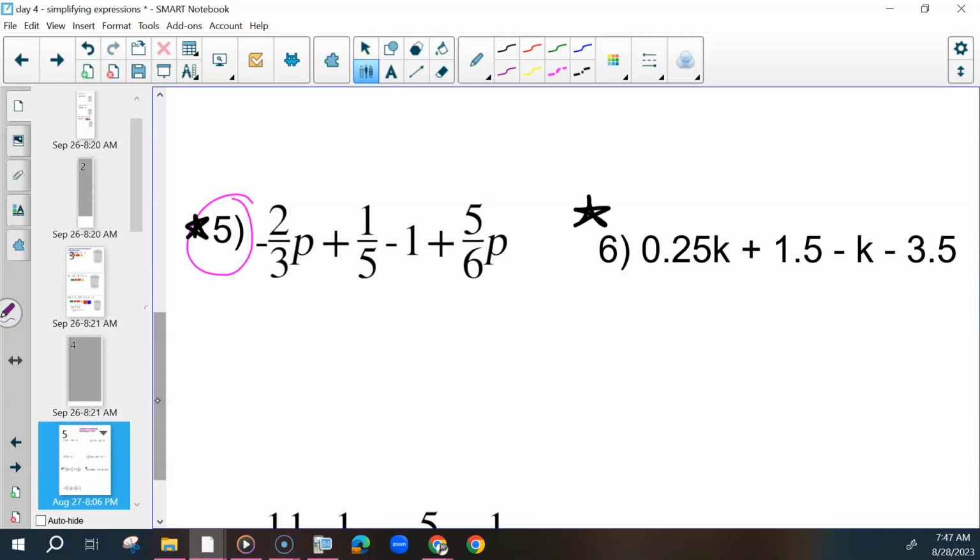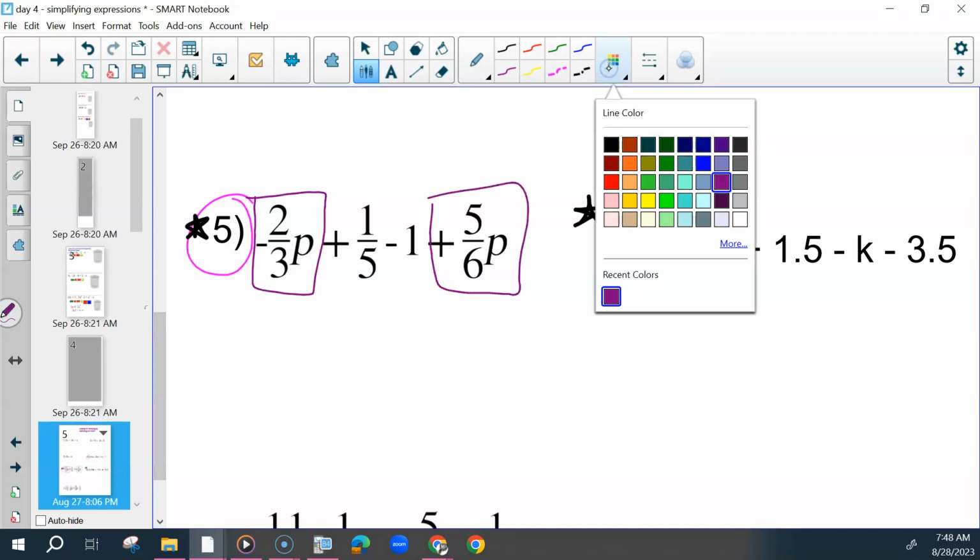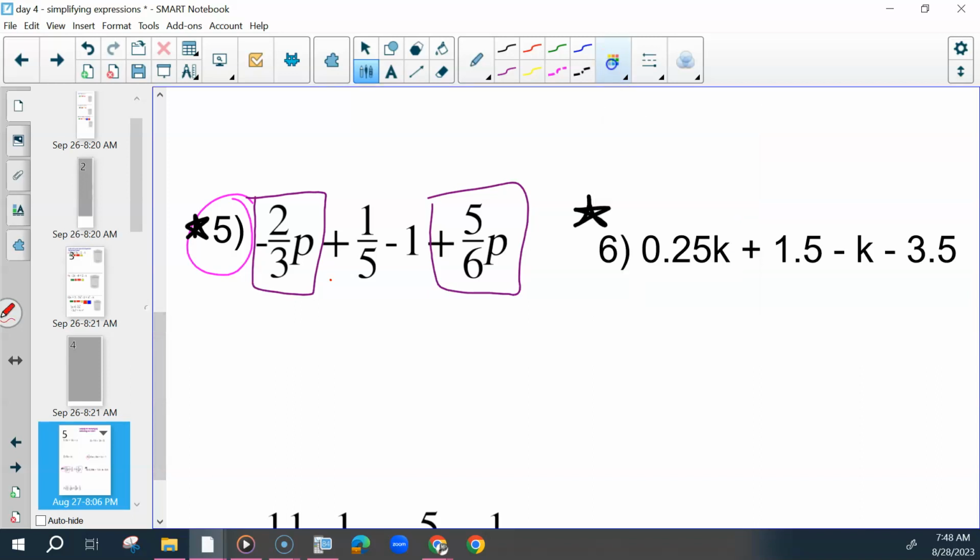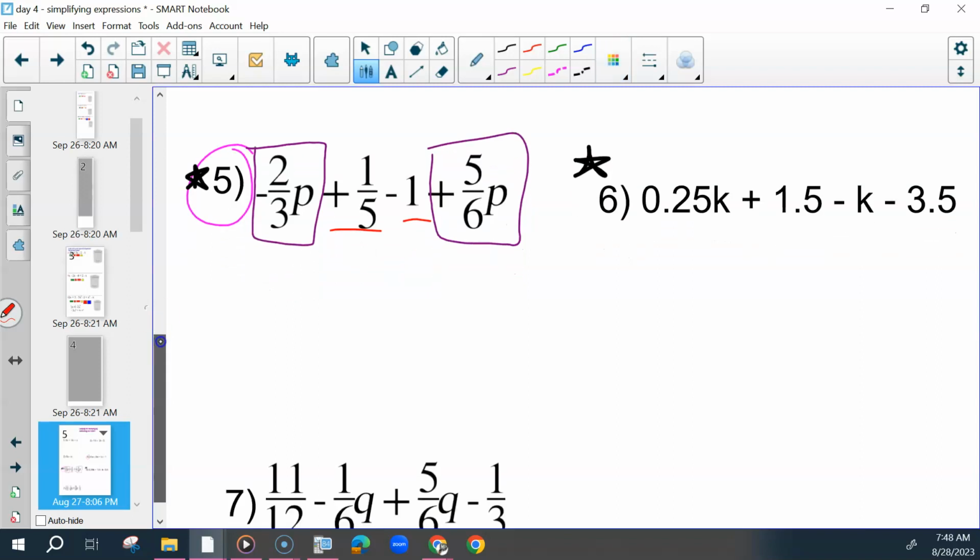Negative 2/3. So that means the other 2 are also like terms. The 1/5 and the -1. So, I'm trying to remember exactly how I wanted you to do this. We're going to do this by hand, and then I'm going to show you how to do it in a calculator.